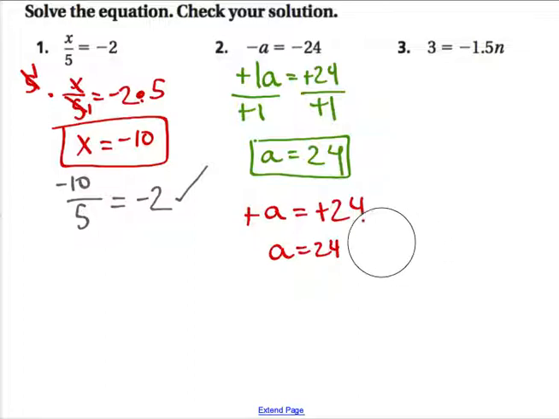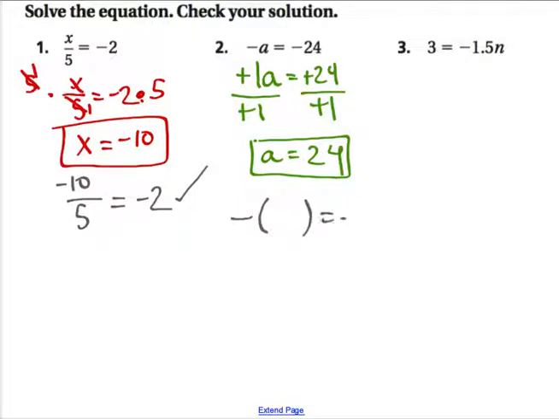We do want to check our solution here real quick. So we're going to do the opposite of the answer, equals negative 24. And the answer we got was 24. So the opposite of 24 equals negative 24. That, of course, is true. Let's look at our next example.